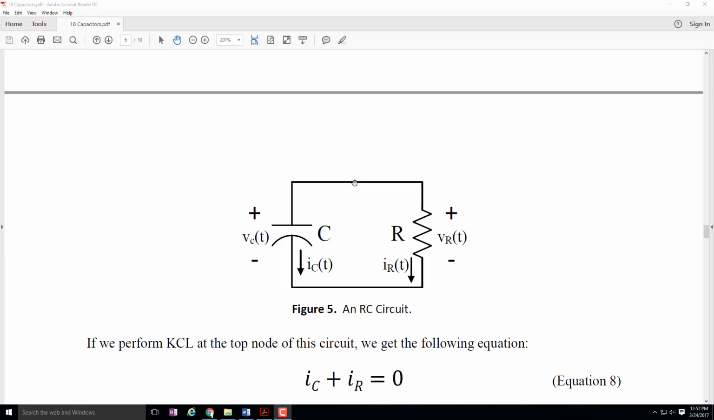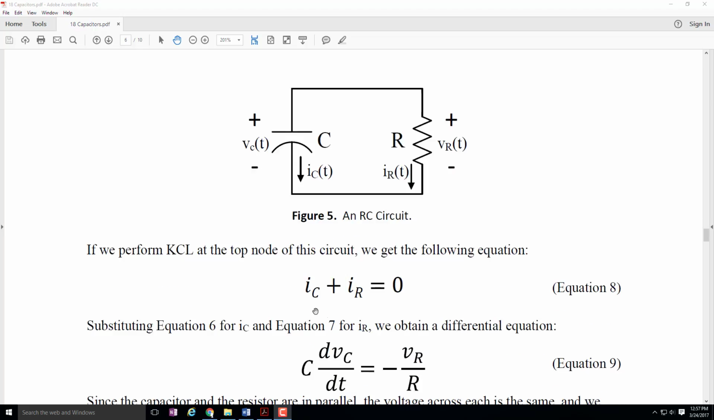Let's do Kirchhoff's current law at the top node. So that means we have current I sub C flowing out, and we also have current I sub R flowing out. So I sub C plus I sub R is equal to 0. We can then substitute what we know for I sub C. We know for a capacitor, the current is C dV/dt. So I'm going to go ahead and say C dV_C/dt.